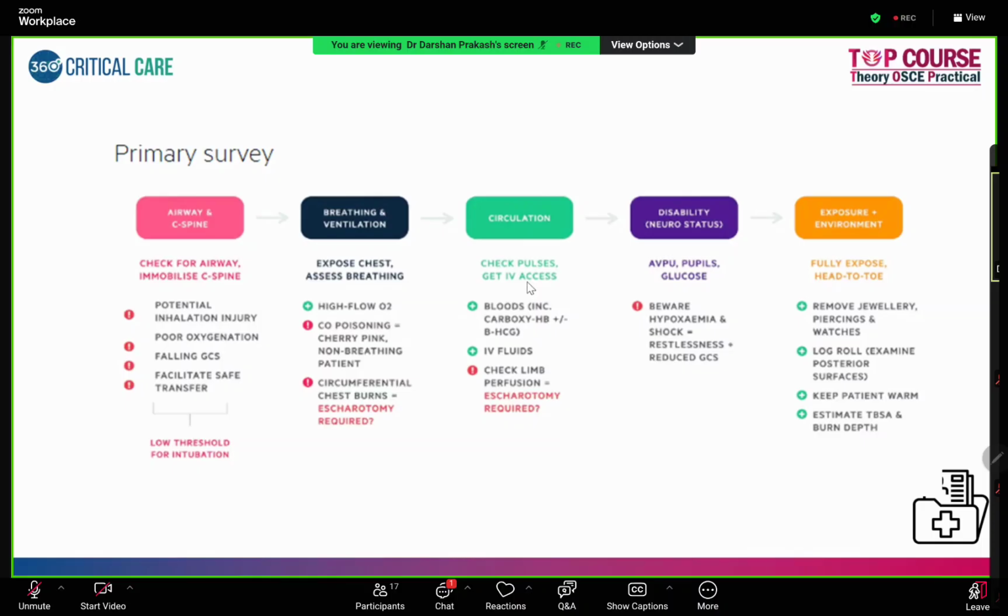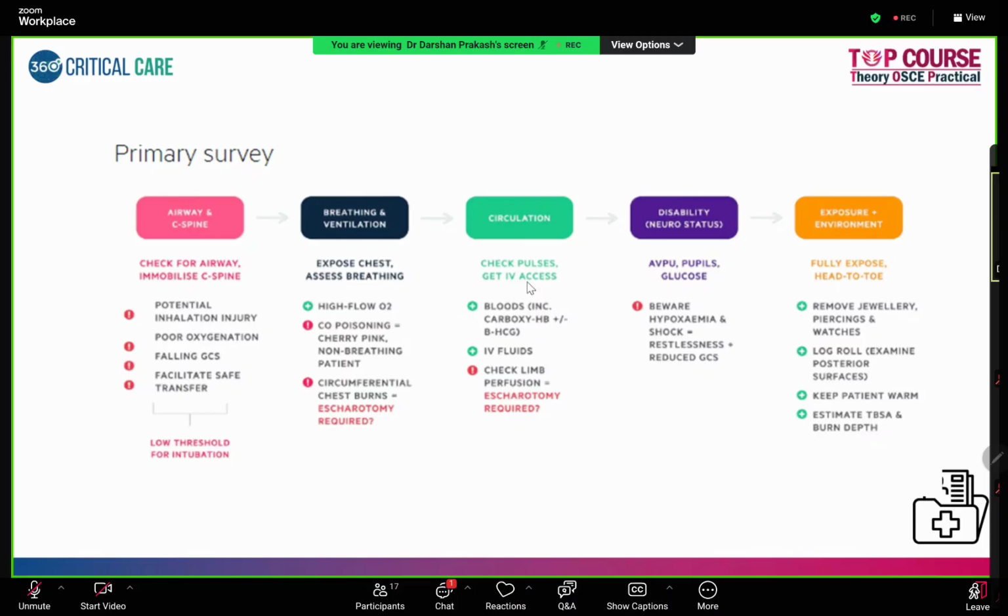Probably they might have had any other solid organ injury that has to be seen and addressed. Always log roll the patient unless you have evidence that the spine is secure and safe. Most importantly, when you're treating a patient with burns injury, remove the pieces of jewelry, watch, or any other textiles like clothing which is sticking onto the patient. If the patient is a case of burns, that has to be taken care of with appropriate measures, which I'll be discussing in the further slides.